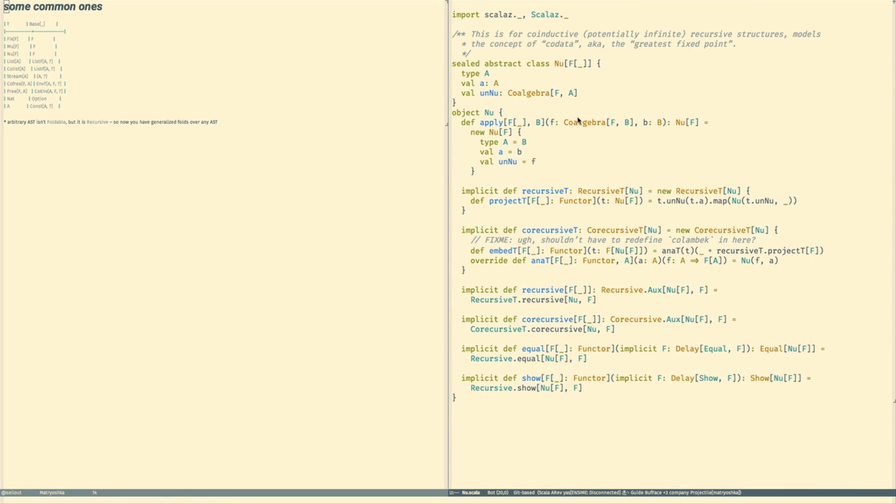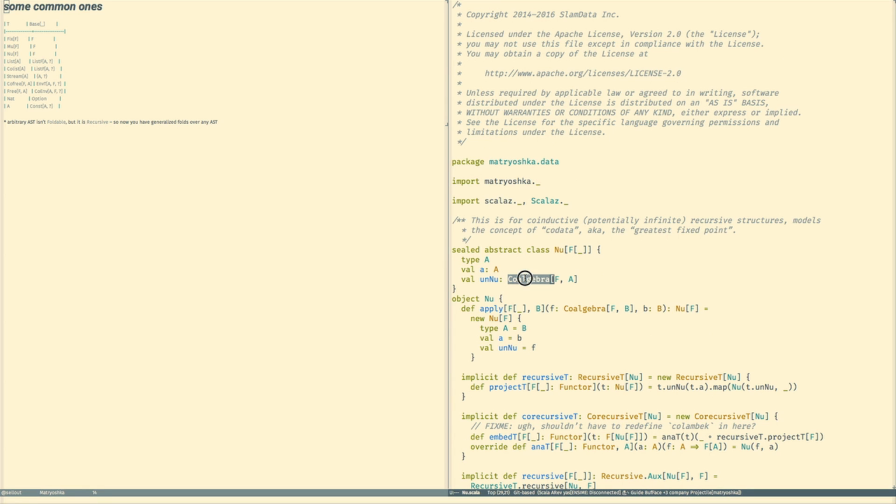It's very similar, but instead of taking an algebra structure, I'll just add a comment here that says this is actually a function from A to F of A. This is what's called a coalgebra, and so nu is defined using this coalgebra as its basis. So they're actually quite different. Yeah, they are very, very different.